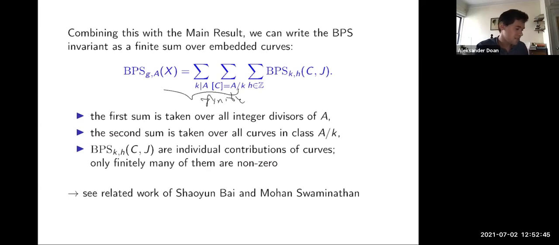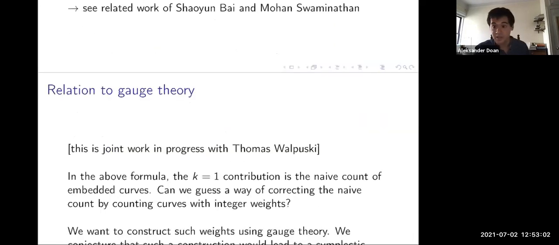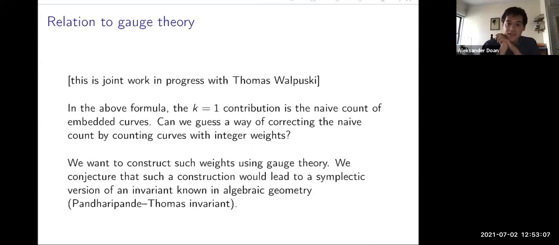So the upshot is that this formula tells you that there is some invariant counting embedded curves with weights, but the way we have it now, it's maybe not very explicit. So that brings me to the last part of the talk, which is more speculative. Can we construct some invariant counting embedded curves where the weights themselves have some geometric meaning? Maybe not necessarily BPS invariants, maybe some other invariants. And this is joint work in progress with Thomas Walpuski.